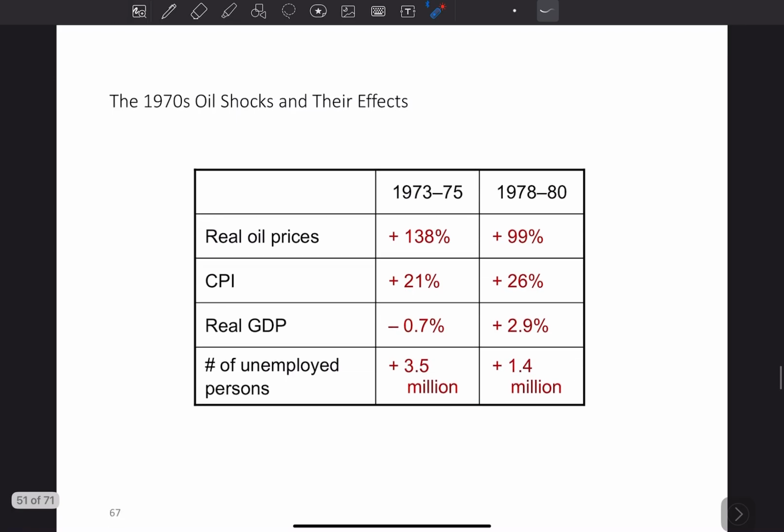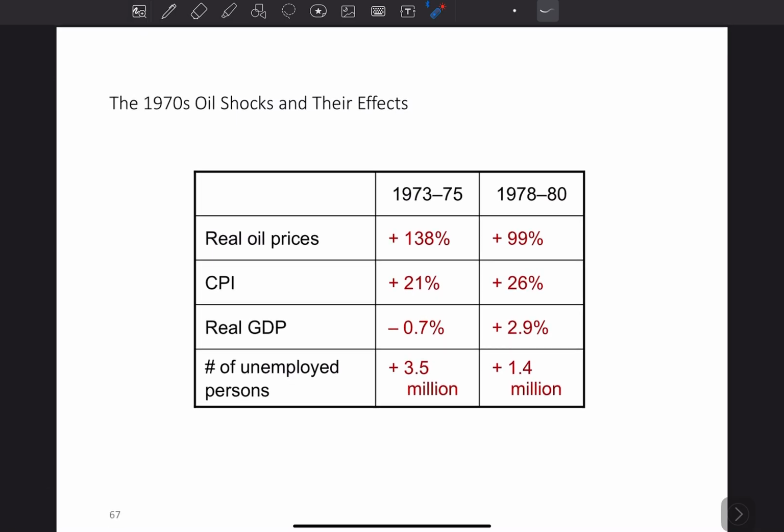Let's look at some historical examples and contexts in this regard. In the 1970s, there are two examples related to oil shocks. The first huge shock hit in 1973 through 1975. During those two years, real oil prices rose by more than twice, like they doubled during that time period. And this resulted in shifting the short-run aggregate supply to the left, and it increased the CPI, the Consumer Price Index, while reducing the real GDP.